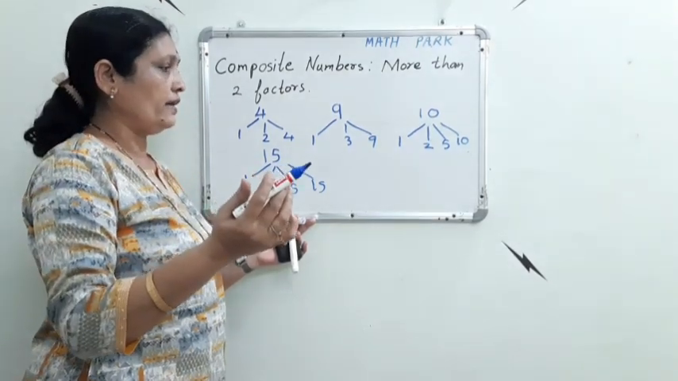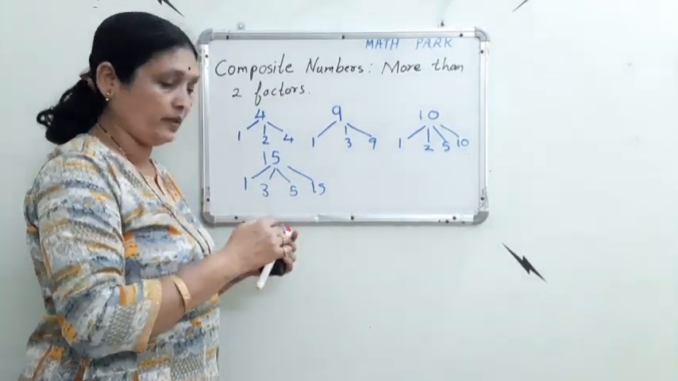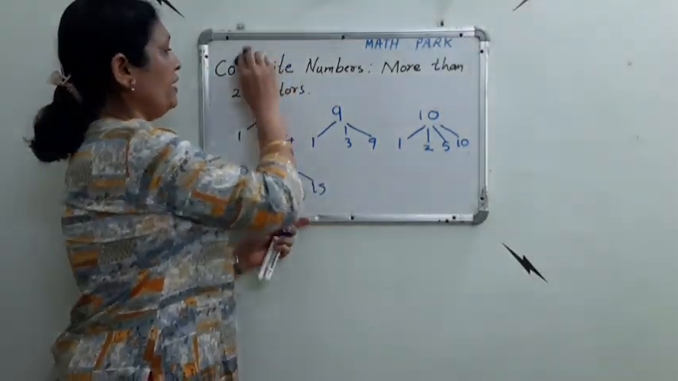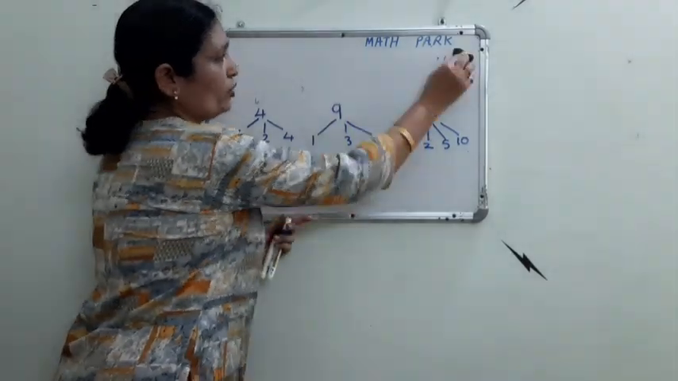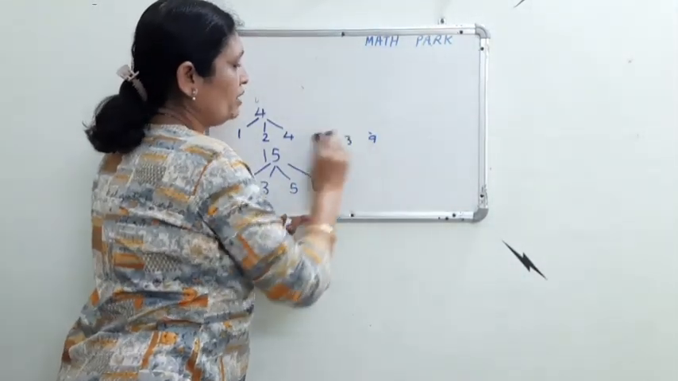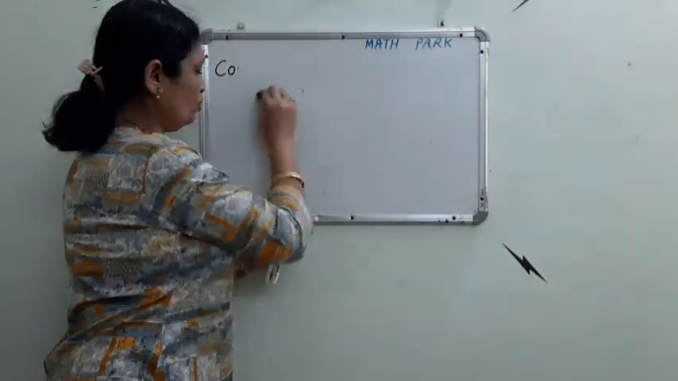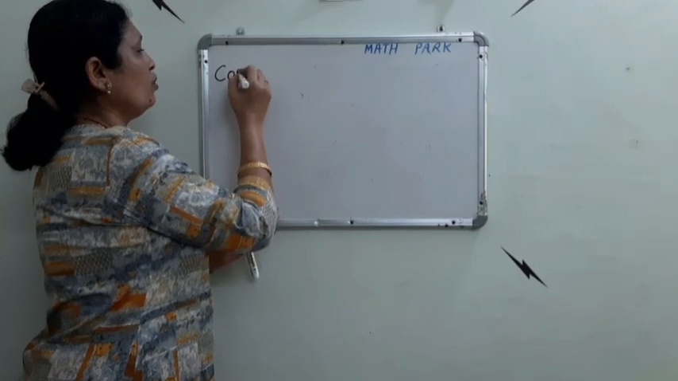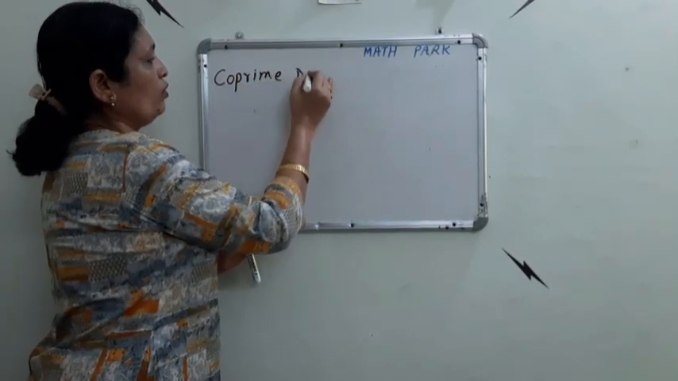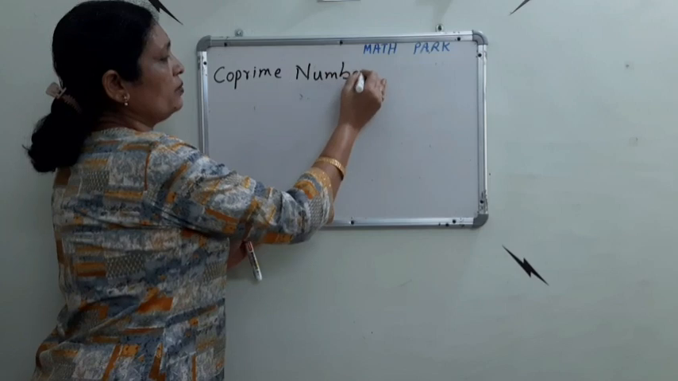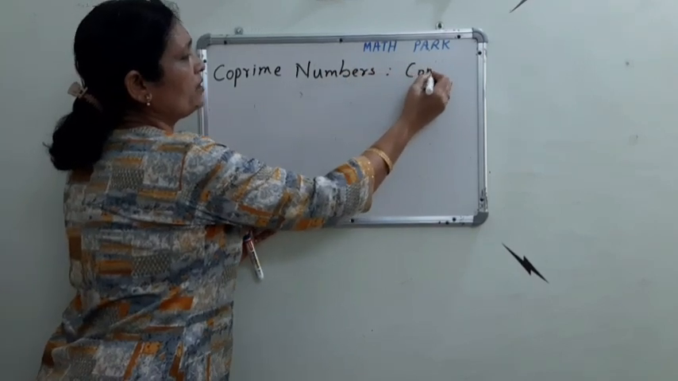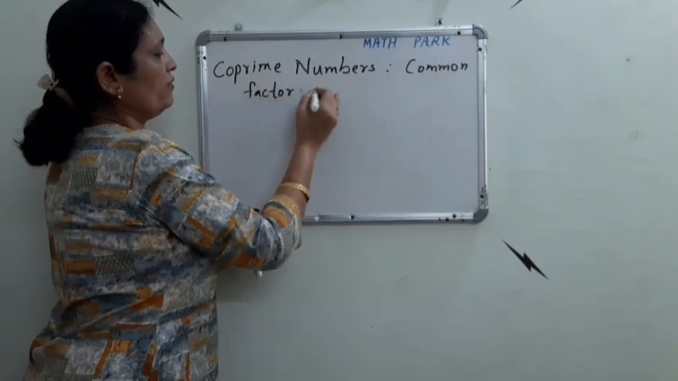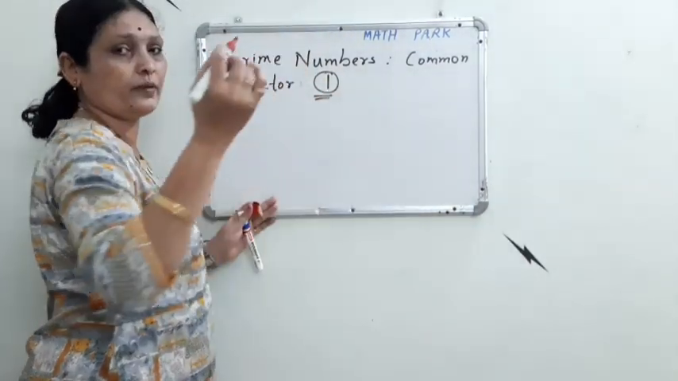So we have understood composite numbers. Now let us understand what are coprime numbers. Understanding coprime numbers is very important, children, when we are finding the LCM of numbers. I am also going to tell you a small tip about how to find the LCM of numbers, so do watch till the end, it is a very important concept. Coprime numbers are numbers which have 1 as their only common factor.